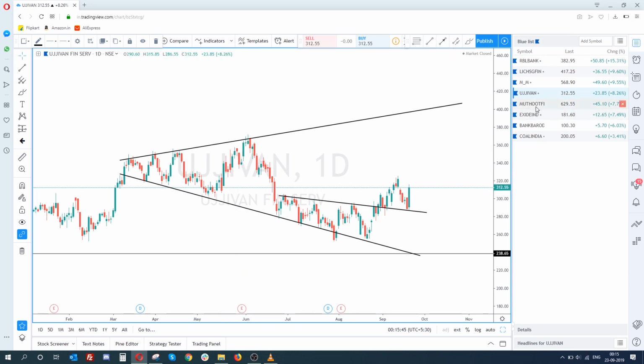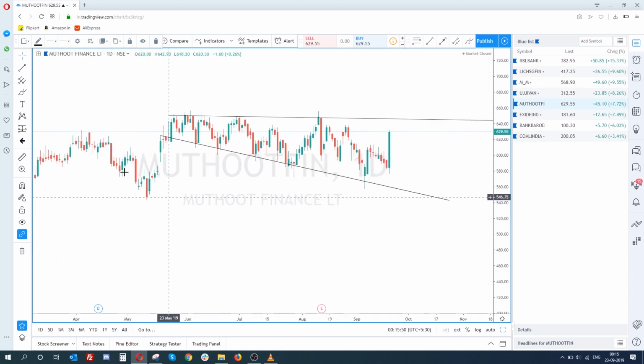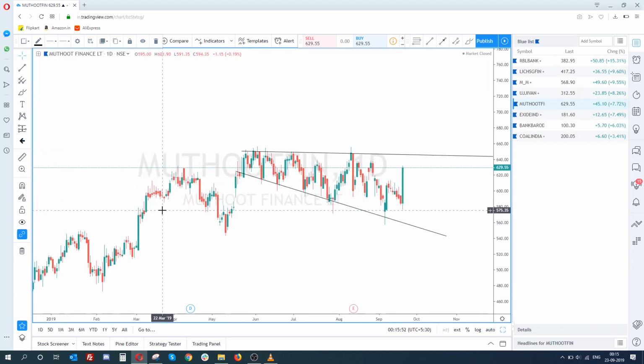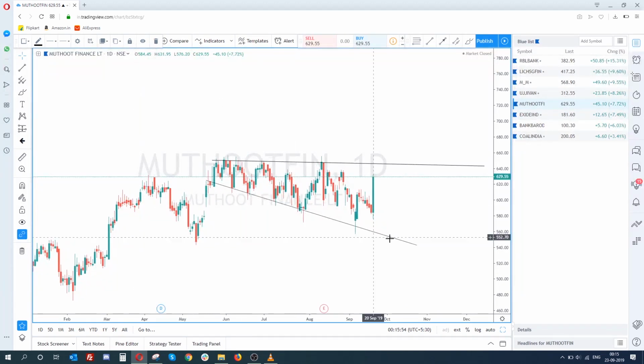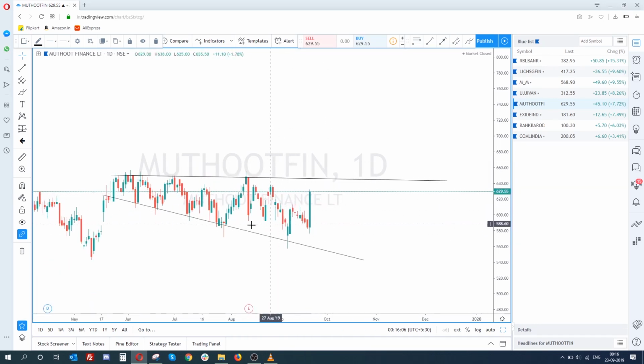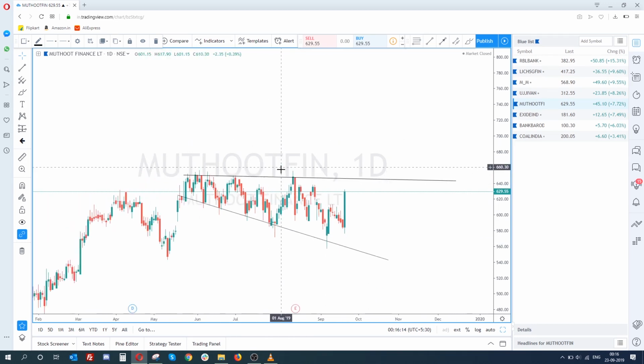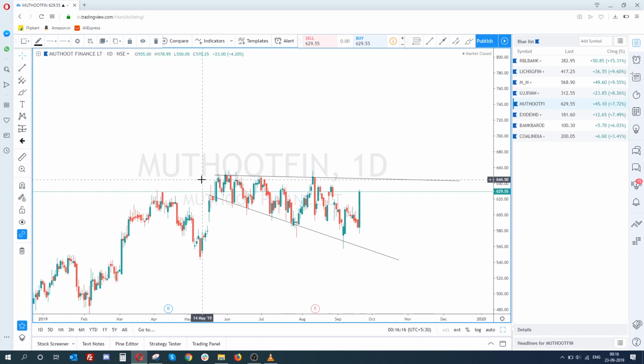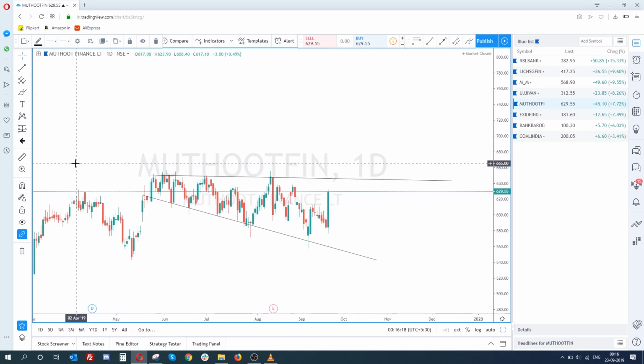Okay, so let me just move to the next stock, which is Muthoot Finance. And this is another channel, kind of an expansion channel, if you see. So it was kind of a contraction actually. And you see, there has been no trade. Probably you can buy in these areas and sell in these areas. So again, if you can figure out something, you can make up a story of Muthoot Finance.